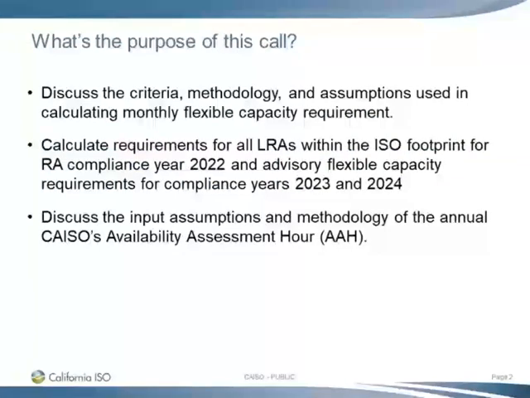So the purpose of today's call is to discuss the criteria, methodology, and assumptions that are used in calculating the monthly flexible capacity requirement. And we'll be going over how we calculate the requirements for all LRAs within the ISO footprint for RA compliance year 2022, and then advisory flexible capacity requirements for compliance years 2023 and 2024. And then lastly, we'll be discussing the input assumptions and methodology of the annual CAISO availability assessment hour.